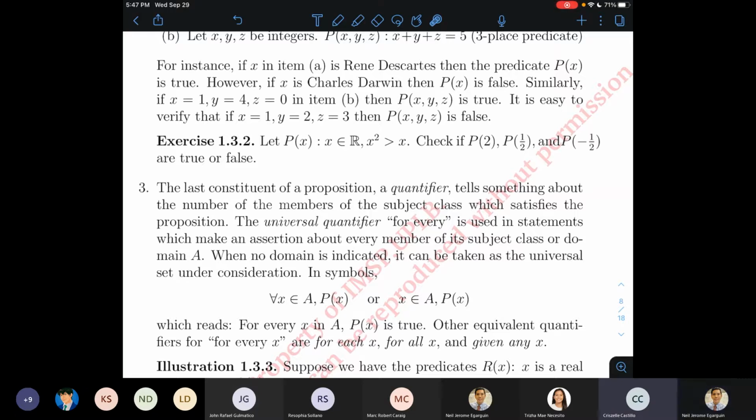False po, sir. Since -1/2 squared is equal to 1/4, which is less than the... true po, sorry. Okay, good. Okay, good catch there. So magiging true siya kasi 1/4 greater than -1/2. Tama? Okay, thank you, Perlene.